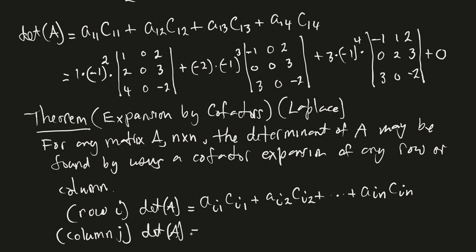So the determinant of A, again, using any column we want, we would start with the first entry in that column. So it would be a_1j C_1j, and then go to the next entry in that column, a_2j C_2j, and then continue all the way down to the bottom of that column, and that would be a_nj C_nj.